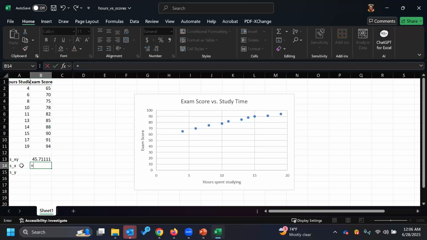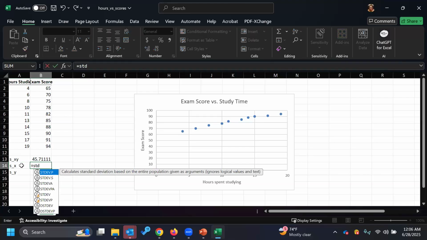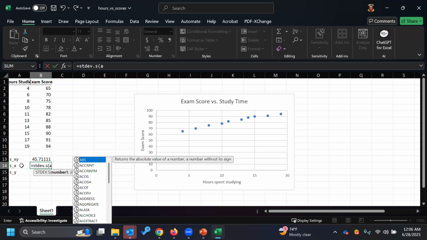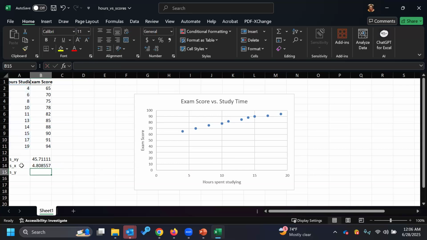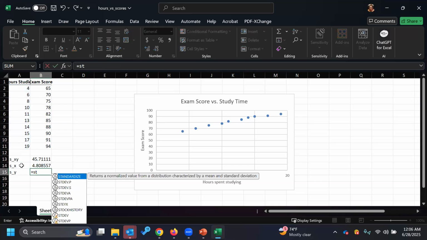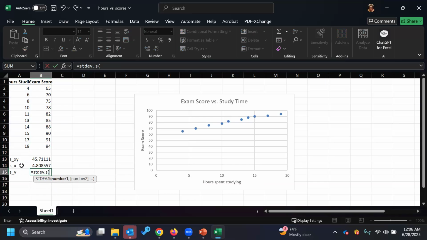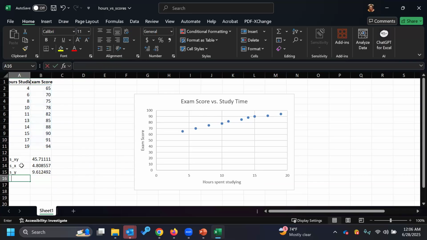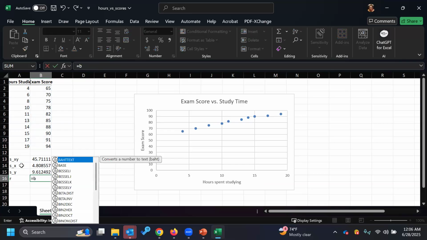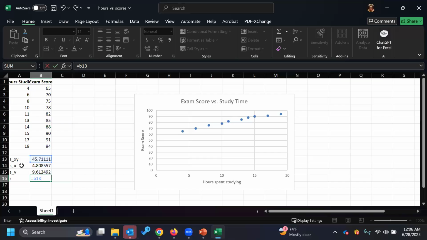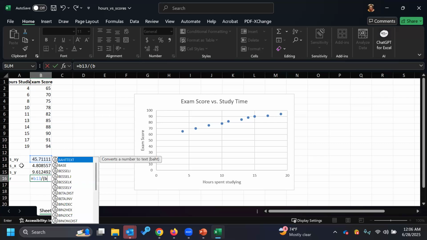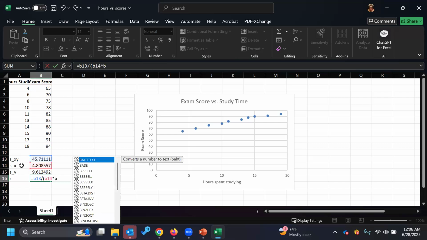All right, so to get our standard deviation of the X's, and the standard deviation of the Y, so our R, the correlation coefficient, that formula was the covariance, which is B13, divided by the product of the standard deviations. So that's B14 times B15.